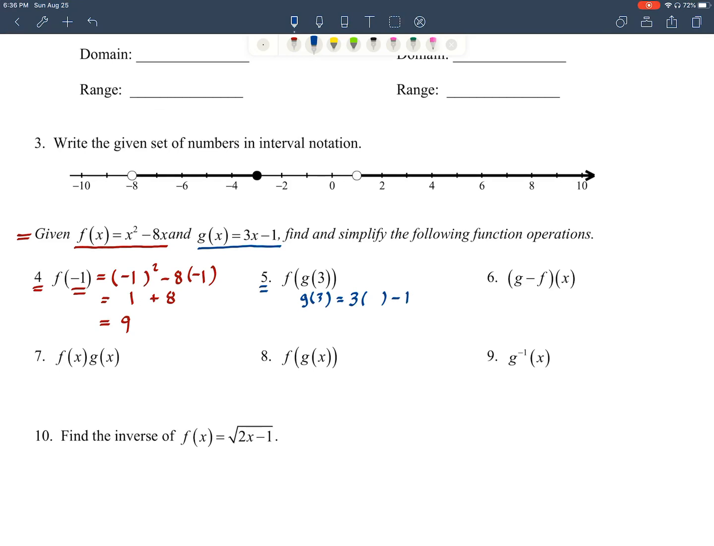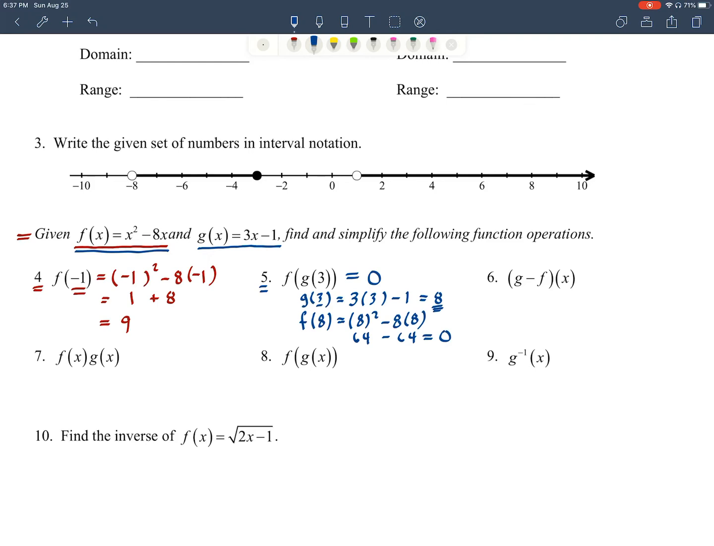So in this case, we're going to put that 3 in here. So we're going to have 3 times 3 is 9, minus 1 should give us 8. So g of 3 should equal 8. And now we're going to take this 8 and we're going to plug it into our function f. So we have f of 8 should equal, and again we're back to our function f that's over here. So we're going to say 8 squared minus 8 times 8. And that should be 64 minus 64, which should give us 0. So the answer to number 5 should be 0.